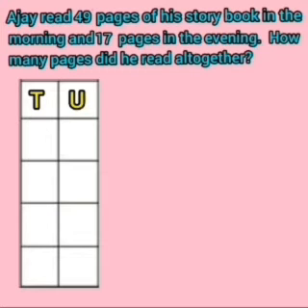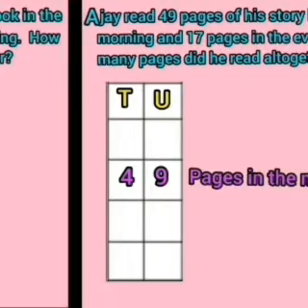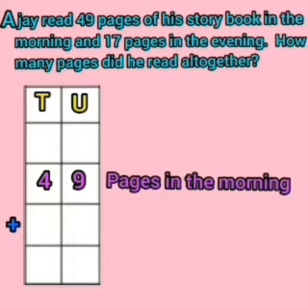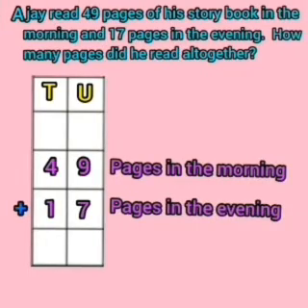Ajay read 49 pages. So 9 we will write in the units place. 4 we will write in the tens place. That is 49 pages in the morning. Then we will put a plus sign. 17 pages in the evening. 7 we will write in the units place. 1 we will write in the tens place. 17 pages in the evening.